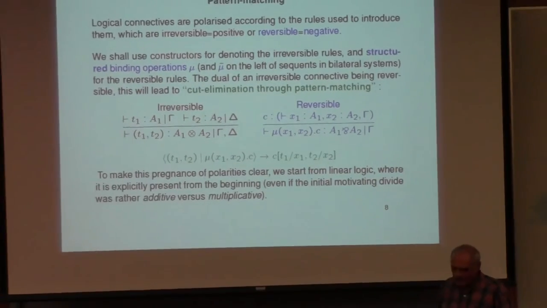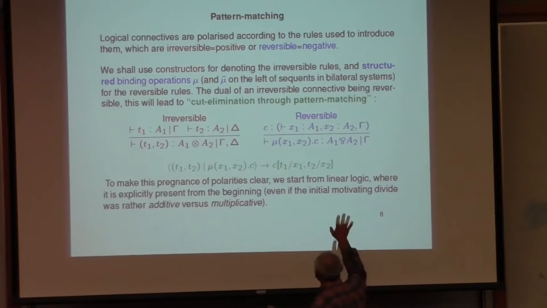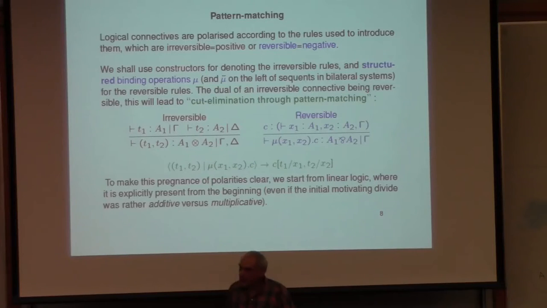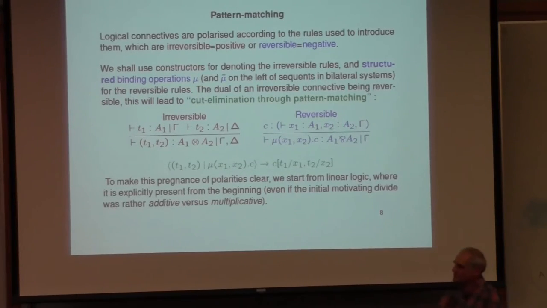Okay. So now, let me take these two rules, which I have justified, and I have given these names to the connectors. These names come from linear logic. So this is a notion of disjunction. This is a notion of conjunction. And they happen to be dual to each other in linear logic. And the dual of a reversible connective in linear logic is an irreversible connective.